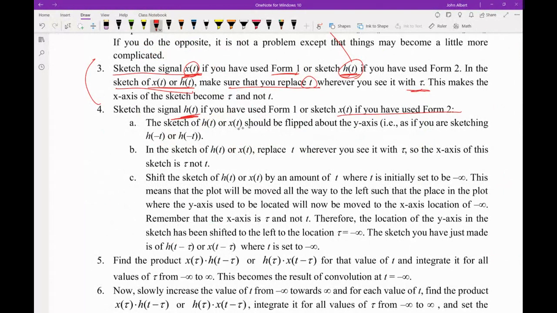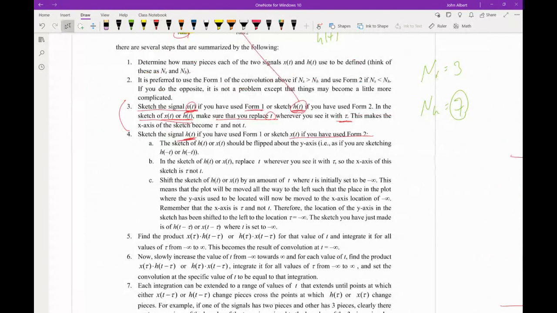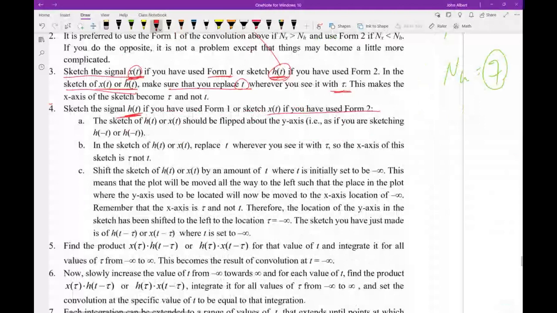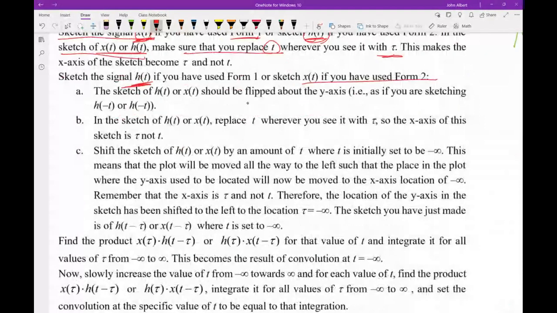Now, the sketch of h of t or x of t should be flipped first about the y-axis. This is something that you will also have to do. This is non-negotiable. I may allow you to skip point number 1 or point number 2, as it's not going to make that much difference. But point number 3 and point number 4, you have to do them as I'm saying, with no playing with those two steps. So first of all, you have to flip them around the y-axis.